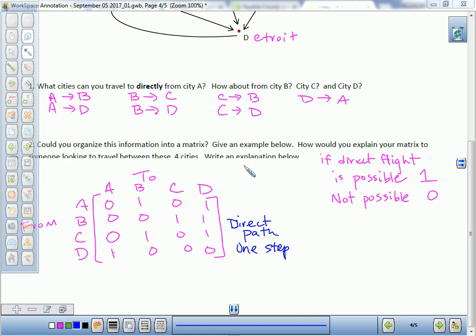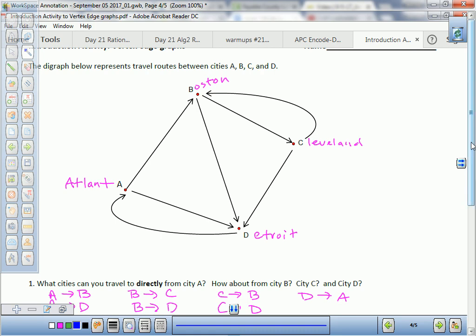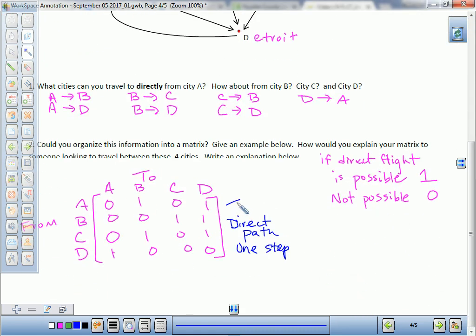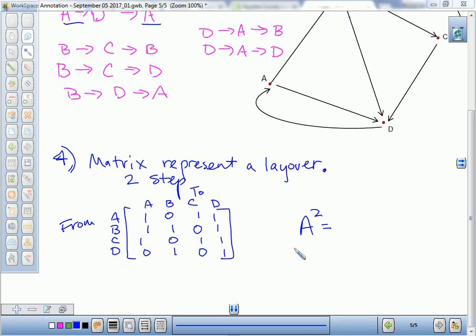Does everyone have this entered into matrix A? Okay, so this is the one step, like a first power. This is a 2-step. I would like you to square matrix A. We called this one A. I would now like you to square matrix A.